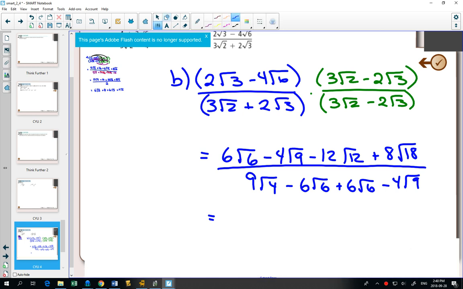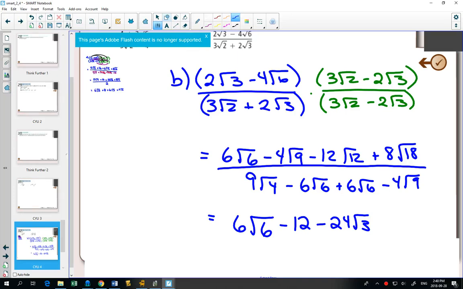On the top, is there anything you can simplify? Yes. The 6 root 6 you can't do anything with. 4 times the square root of 9. That will be negative 4 times 3, negative 12. Here, 12 square root of 12 is the same as 24 root 3. Why? Because 12 is root 4 times root 3, and square root of 4 is 2. 2 times 12 is 24.